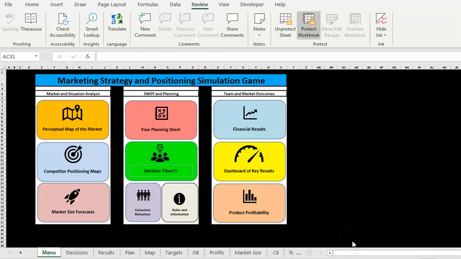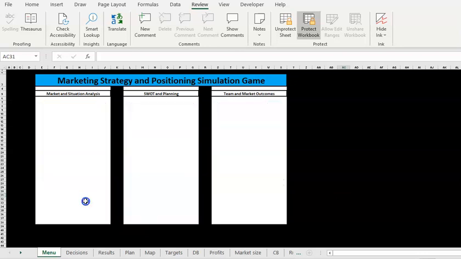Welcome to the overview of the strategy and simulation game. This is the top level menu. Basically, students can see the components of the game. They can also use the tabs along the bottom, but this gives a sense of the three stages that we work through. Probably the easiest way to start explaining the game to students is to go to market size forecast.